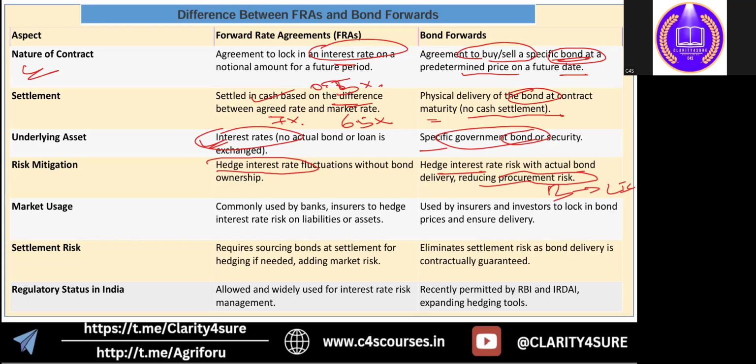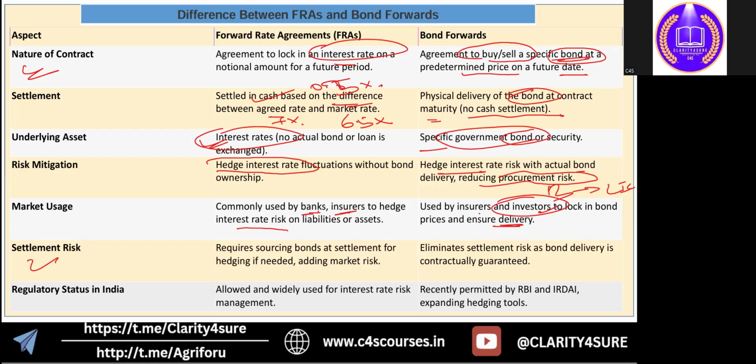तो ये सब रिस्क को मिटिगेट करता है। Market usage: commonly used by banks, insurers to hedge the interest rate risk on liability or assets, and it is used by insurers as well as investors to lock in the bond prices and ensure the delivery of bond on that particular maturity date। तो यहाँ पे investors भी आते हैं। यहाँ पे it is basically being used by banks as well as insurers, means companies, to hedge the interest rate risk associated with that particular policy, okay.